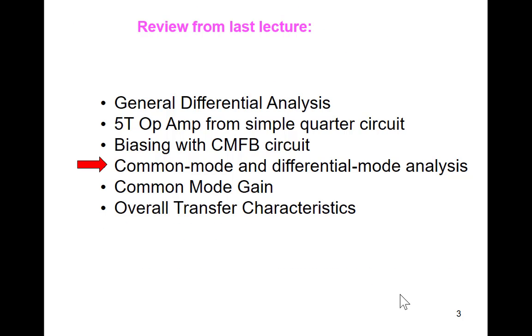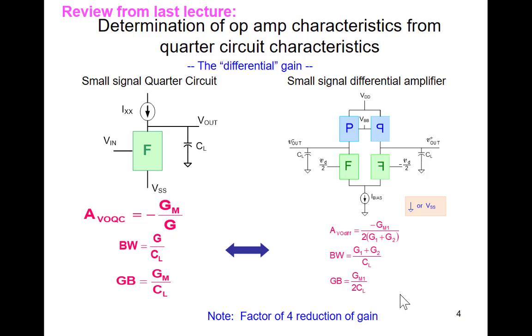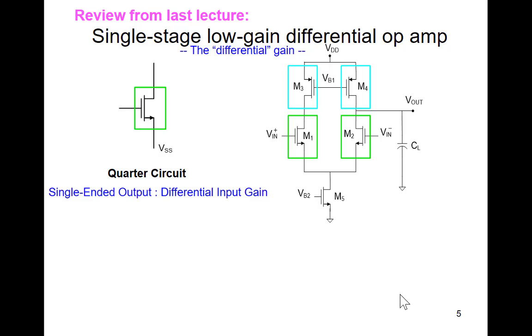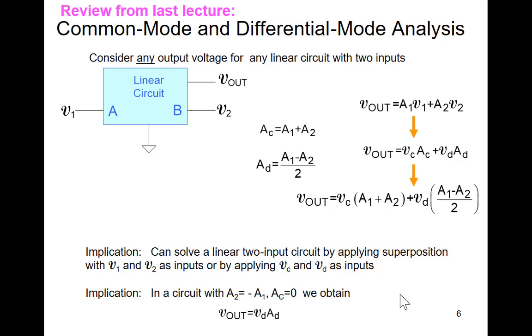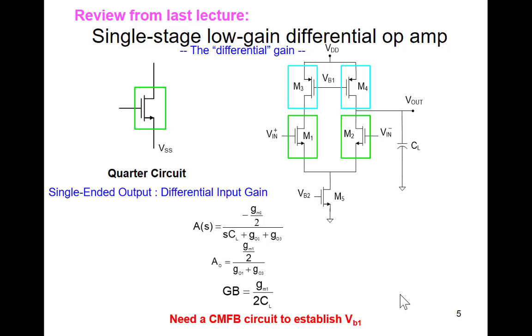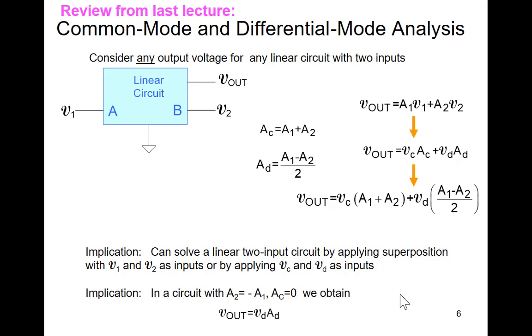Last time we talked about common mode and difference mode analysis. We talked about going from a quarter circuit to a fully differential amplifier. And we saw that if the output conductances were the same, we had a factor of 4 reduction in gain from what we had with the current source biasing of the quarter circuit. Differential gain: we saw if we had a differential output instead of a single-ended output, the gain went up a factor of 2. The gain bandwidth product improved as well.